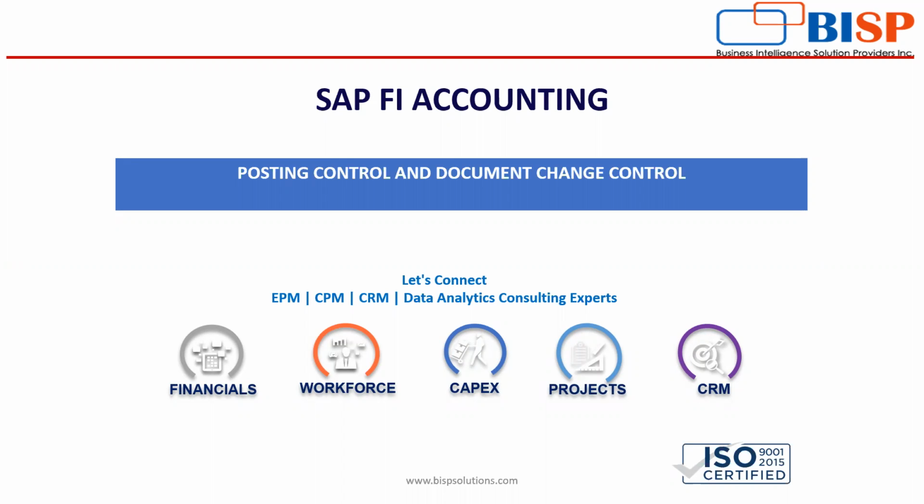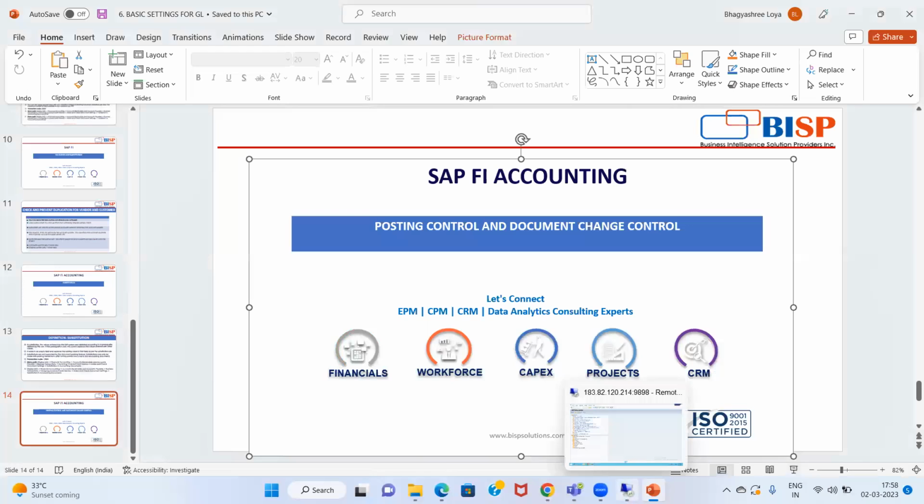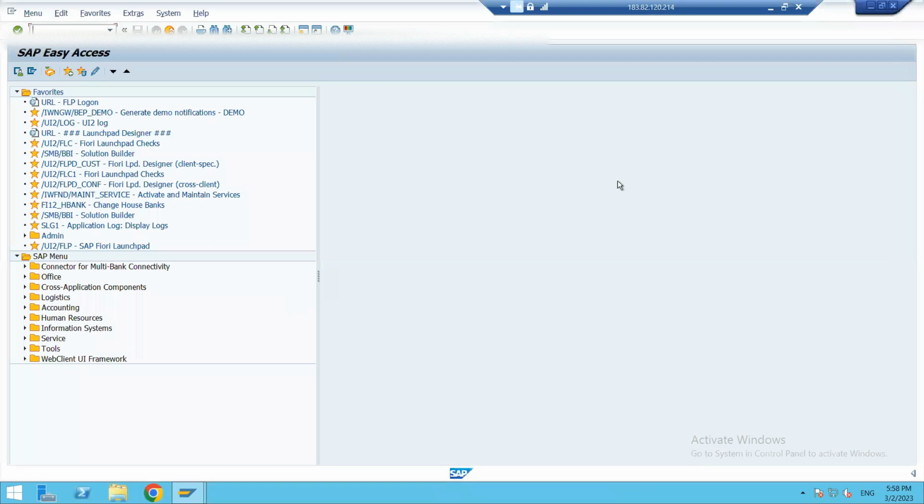So what is the need for such controls? We need it because with control, we would ensure the correctness of the data entered in financial accounting documents. I will directly take you to our SAP Easy Access screen and explain practically. So this is my Easy Access screen. Now let's see our customer data through FBL5N.